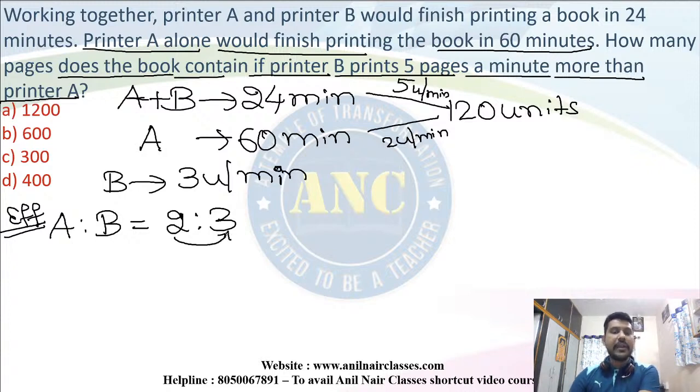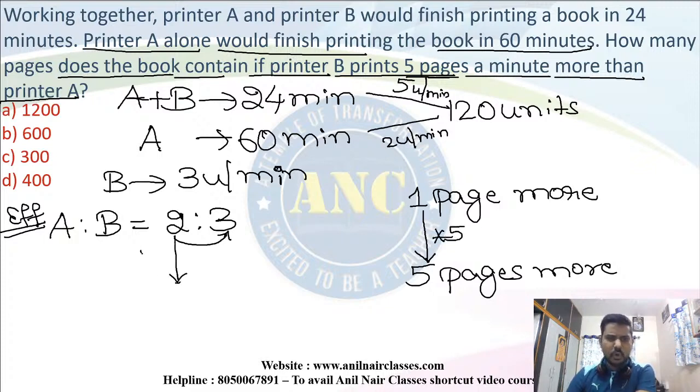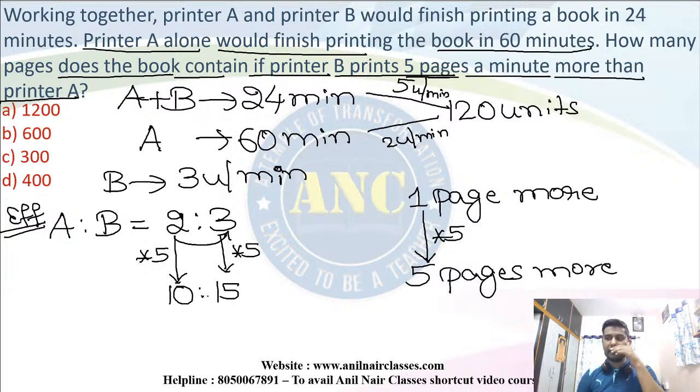According to the ratio, A can print only 2 pages in 1 minute, but B can print 3 pages in 1 minute. According to the ratio, B is printing 1 page more. But the question says it is printing 5 pages more per minute. So 1 page more should become 5 pages more. 1 becomes 5, multiply by 5. 2 also multiply by 5. So A's capacity is 10 units per minute. 3 also multiplied by 5, B is 15 units per minute.